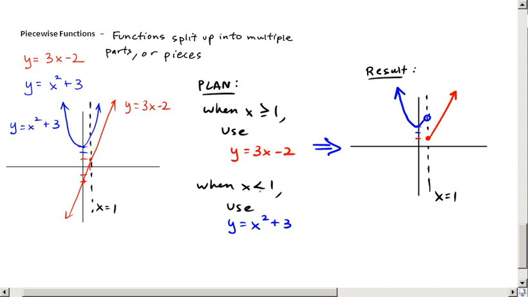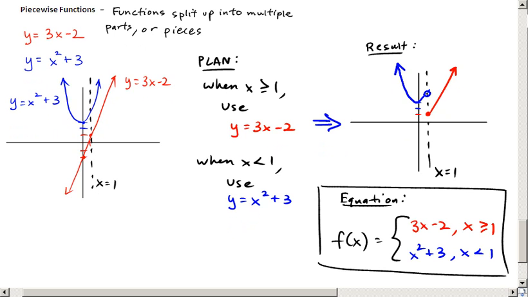Notice that I have an open circle as well for the blue one, and that's because I do not want to include 1 when I'm using y equals x squared plus 3. And so the resulting functional rule, if this is my function f of x, looks like this. We read this as follows: f of x equals 3x minus 2 when x is greater than or equal to 1, and it's x squared plus 3 when x is less than 1.